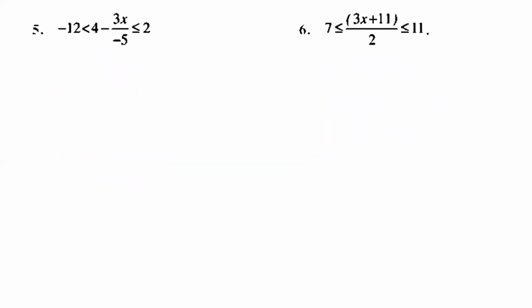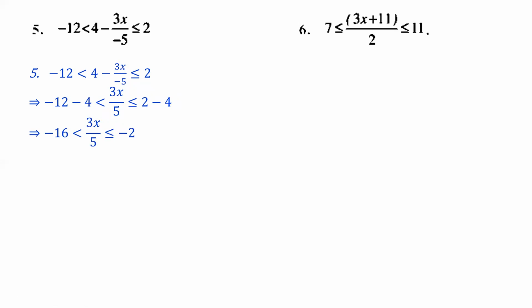So moving to the next question, number 5. This is also simplification, that is, you need to find the range for x. So minus 12 less than 4 minus 3x by minus 5 less than or equal to 2. First of all, subtract 4. So you will find minus 12 minus 4 on the left hand side, and on the right hand side 2 minus 4. And in the middle part, this is 3x by 5. Now this minus and this minus, if we multiply them, it will be plus. So 3x upon 5. Now multiply this inequality by 5 by 3.